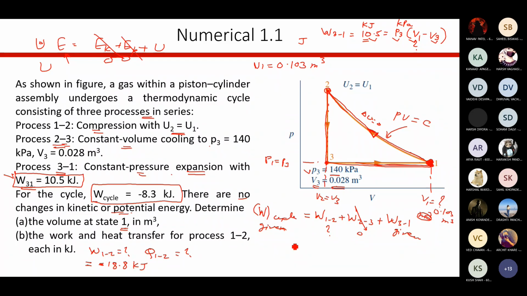I'm not going to find out. I'm going to directly write the answer. Why should I write directly the answer without solving? So it's isothermal, so Q will be equal to W.